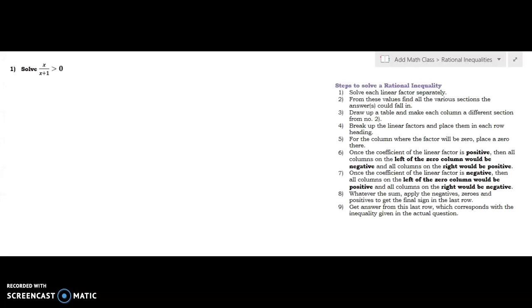Okay everyone, so this is my number 1. It says here solve x divided by x plus 1 is greater than 0, right? Now for us to solve this, we need to follow these steps here. So my first step says solve each linear factor separately. Now if you're confused by what that means, it simply means this inequality is divided up into factors. So we have this one is 1 and this one is 1. So I only have 2 in this particular sum. However, in some others, I could have many more.